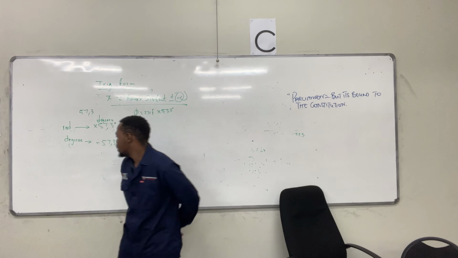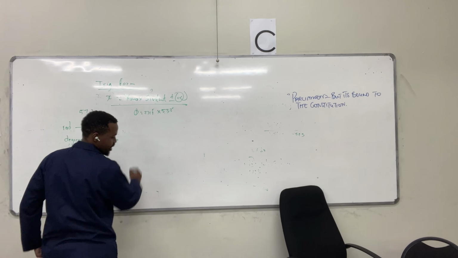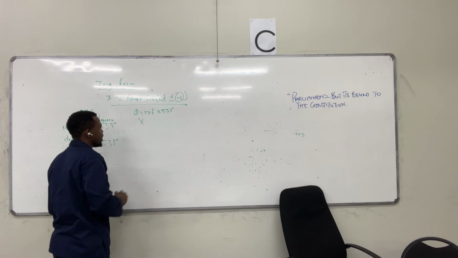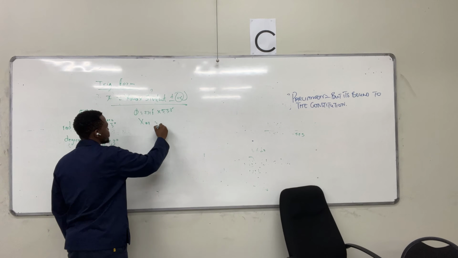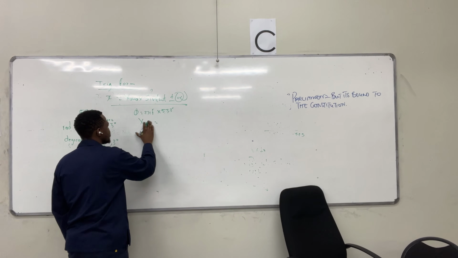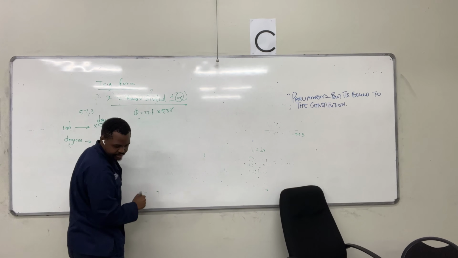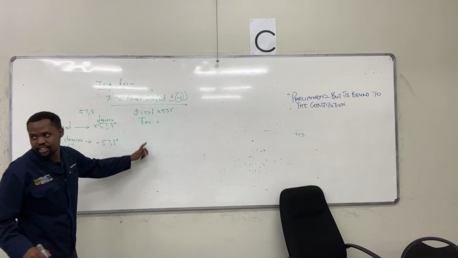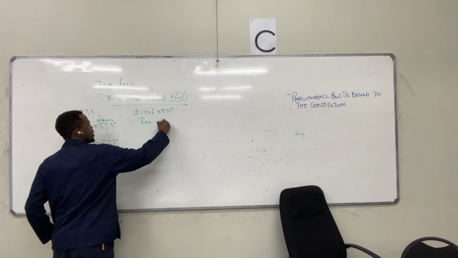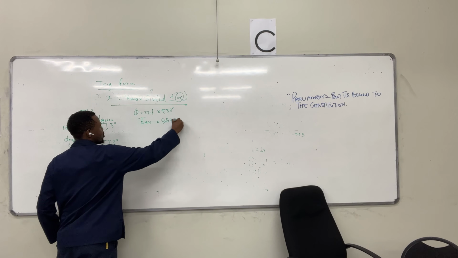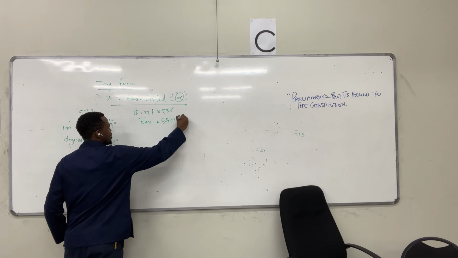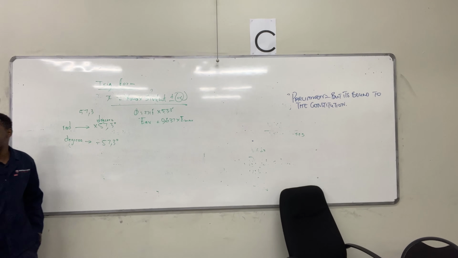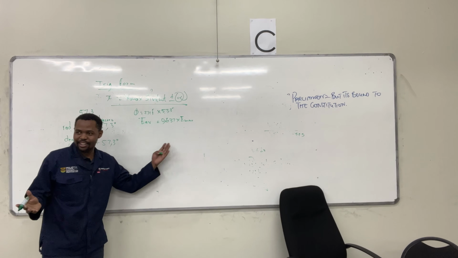Okay. Let us write down the formulas. If you want to calculate an average value, let's say E average, it's not difficult to remember. It is 0.637 times E max.